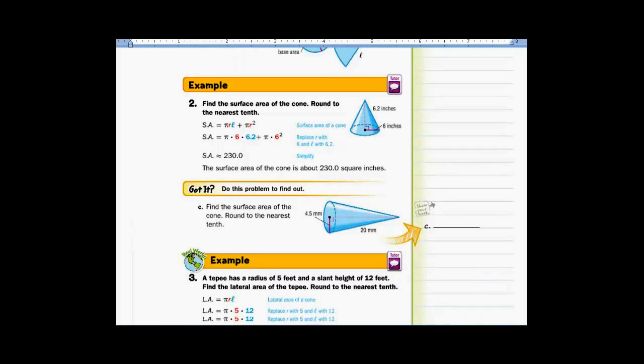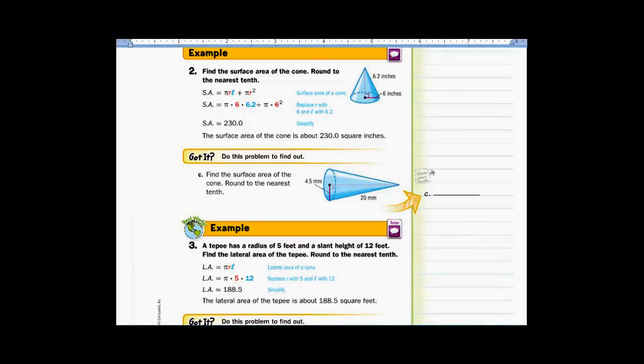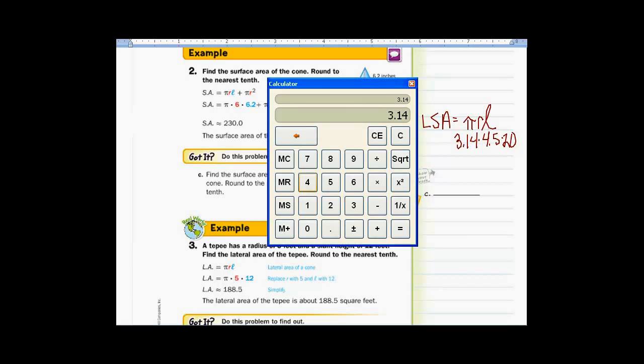So I want you to pause it and try C, please. All right, find the surface area of the cone, rounded to the nearest tenth. So let's do lateral surface area first. Lateral surface area, pi r L, 3.14 times radius of 4.5 times slant height. Even though it's kind of laying down, it's still going to be that slanted side right there, which happens to be 20.